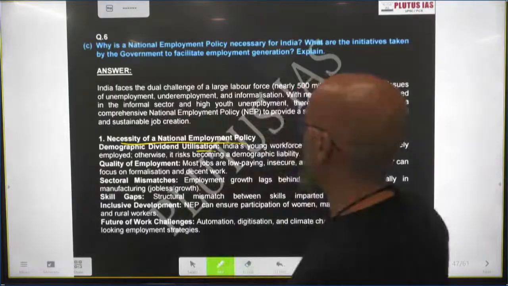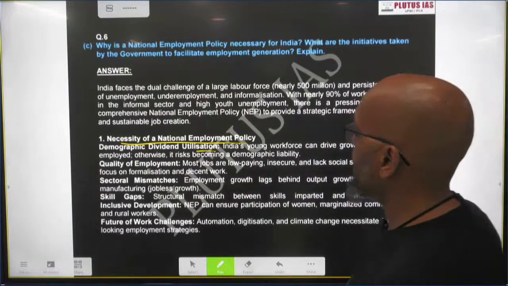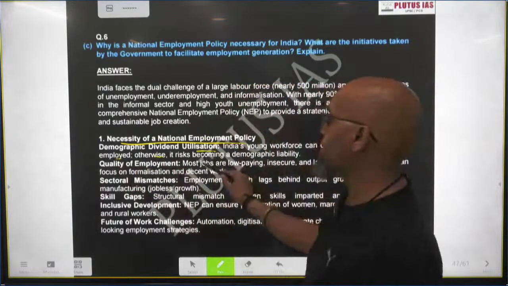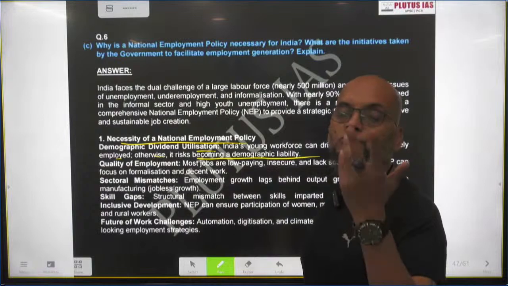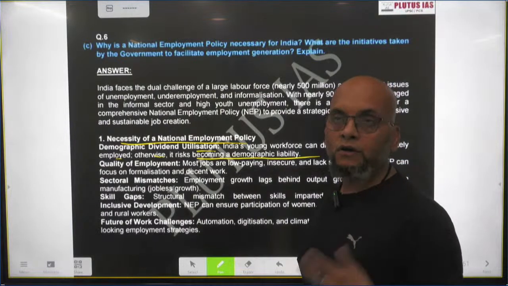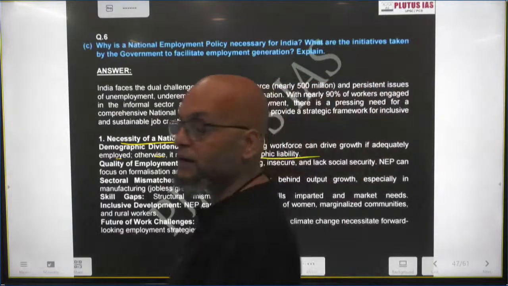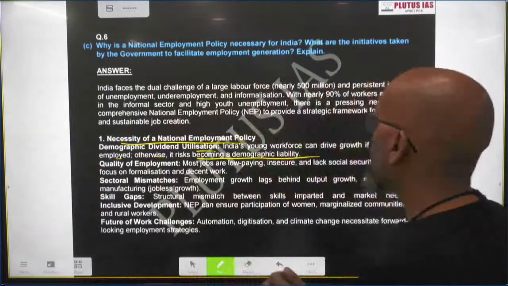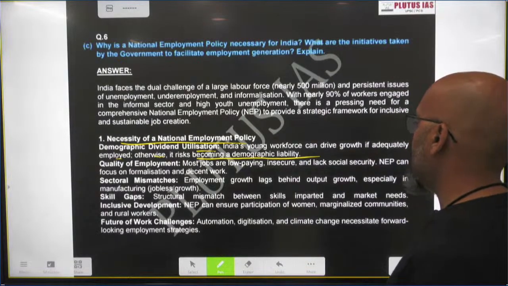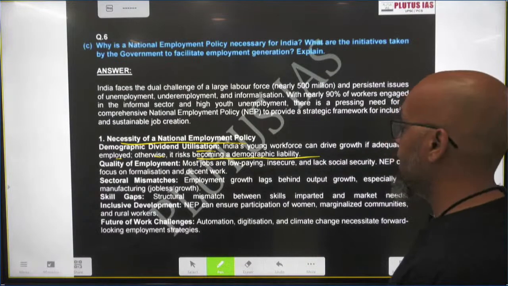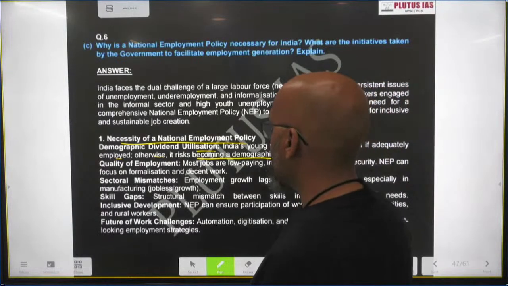Our factor of production. India's young workforce can drive growth if adequately employed. Otherwise, it risks becoming a demographic liability. And who is going to take the burden of this youth? The already working class, the previous generation, so there will be a burden on the economy. Quality of employment. Most jobs are low paying, insecure, and lack social security. NEP can focus on formalization and decent work.